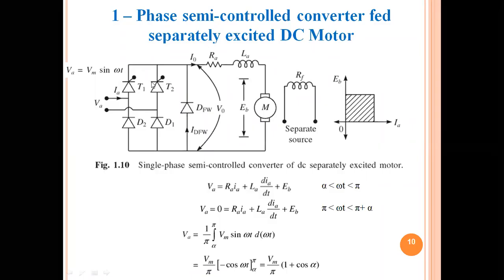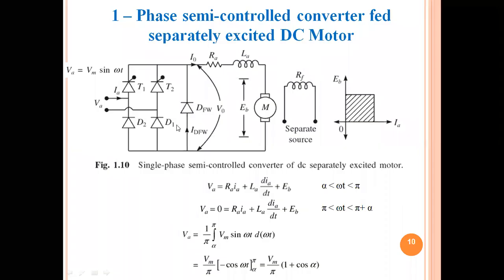thyristors. T2 will be triggered at pi plus alpha, T1 at alpha. So during that small duration 0 to alpha, similarly pi plus alpha, there is no input voltage given to this motor. However, we have considered that the load current is continuous, meaning the motor is taking continuous load current. So in that small duration, this freewheeling diode comes into picture, meaning this load current will circulate through this freewheeling diode.